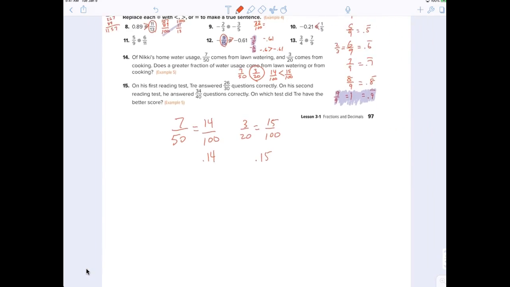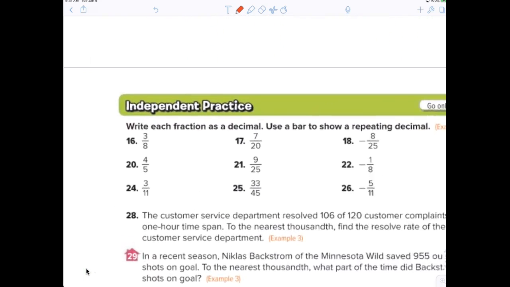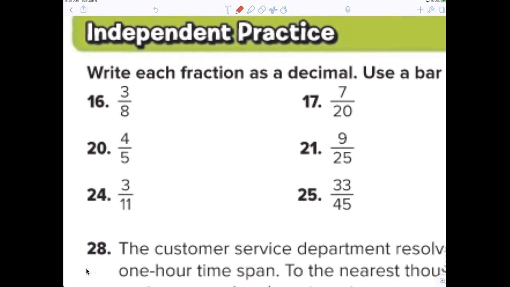Okay, so that was 14. So now let's drop down. Let's check out 16. Did we already do 3/8? I don't think so. So let's divide. Everybody divide 3 by 8. Did somebody tell me the answer? Wow, let's see. What'd you get? I got 0.375. Anybody else? Double check this work, please.